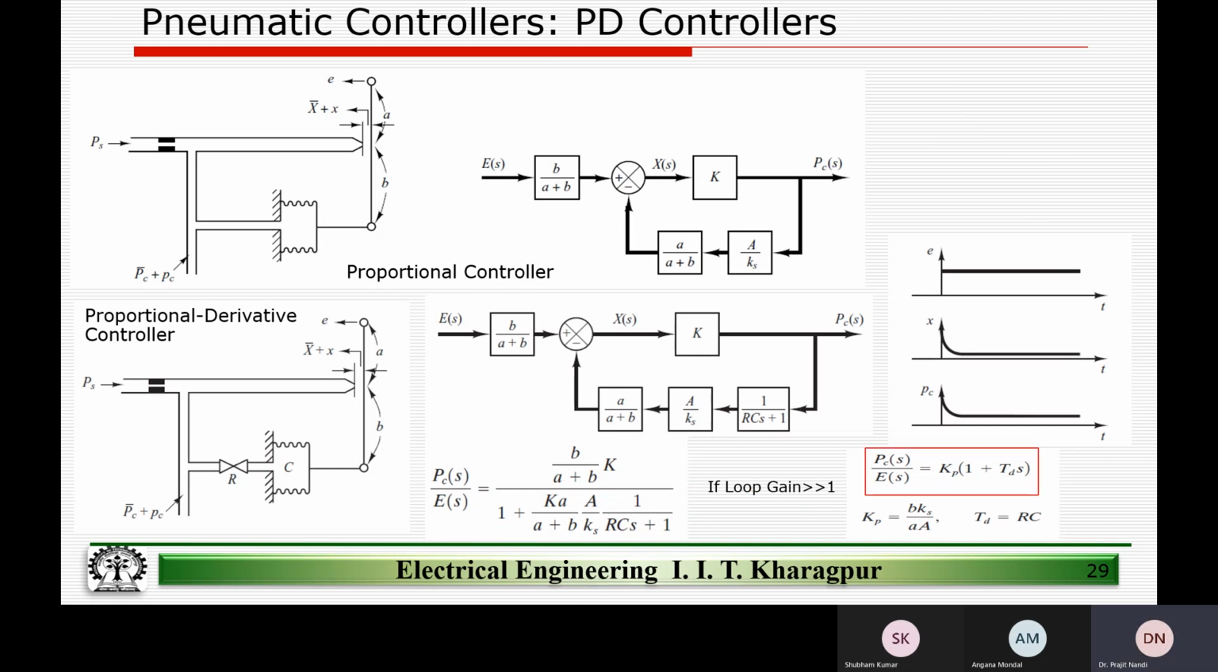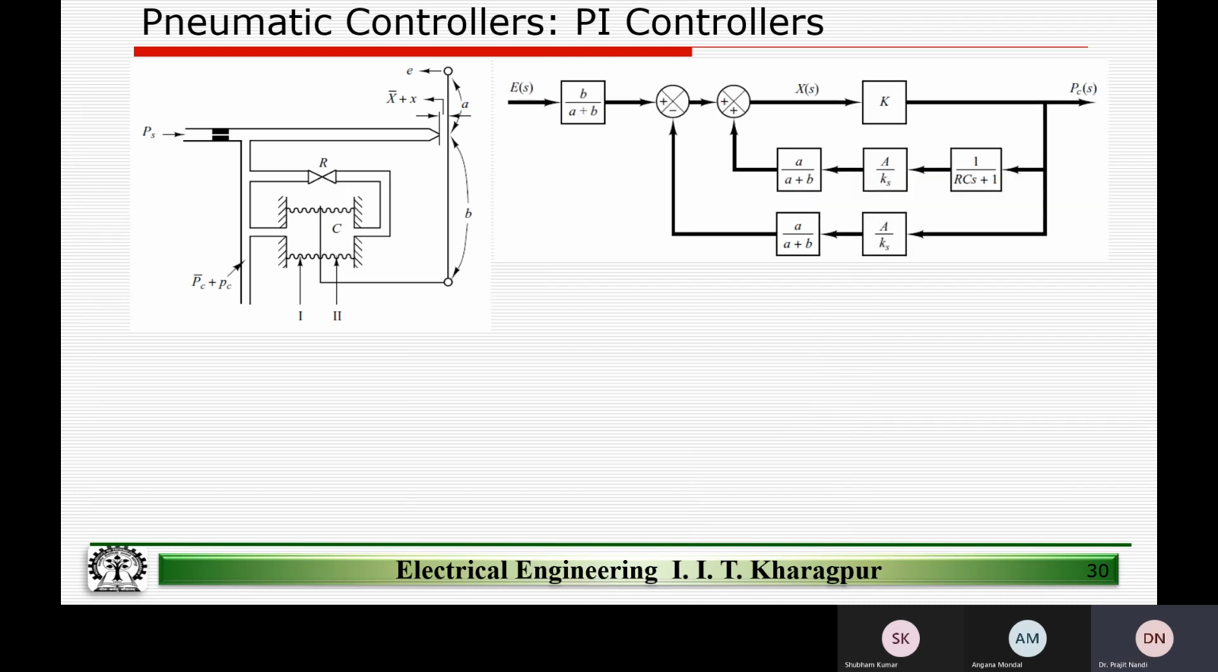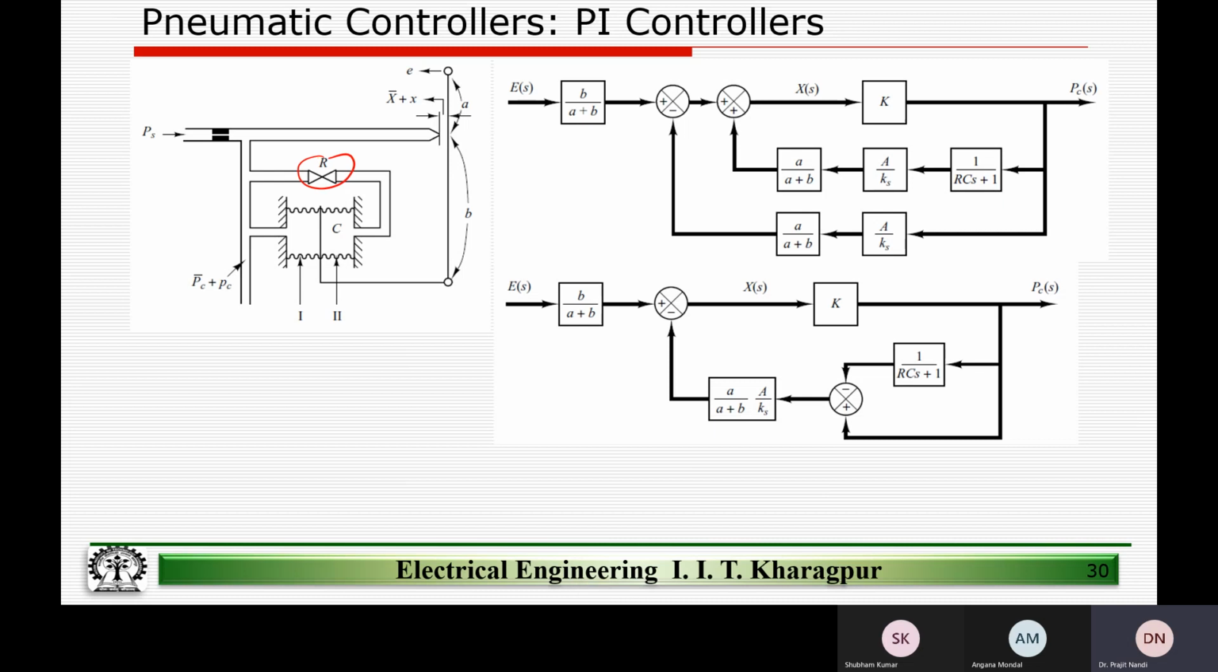So this gives the PD controller, and similarly a PI controller. Quickly, we don't have much time left, but let's look at the PI controllers. So what do we do for PI? Or maybe we'll stop here and look at the PI controller tomorrow, because otherwise we'll not be able to do justice to this. So we'll stop now today, and we'll continue tomorrow.